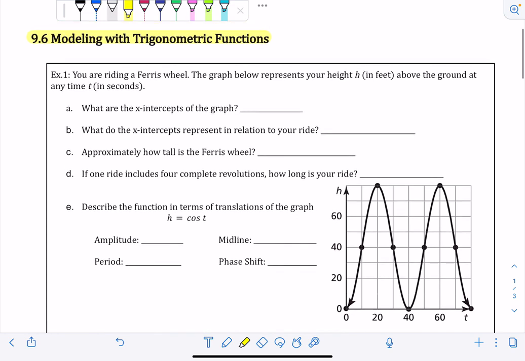So example 1 says you're riding a Ferris wheel. The graph below represents your height in feet above the ground at any time t. So A says, what are your x-intercepts?